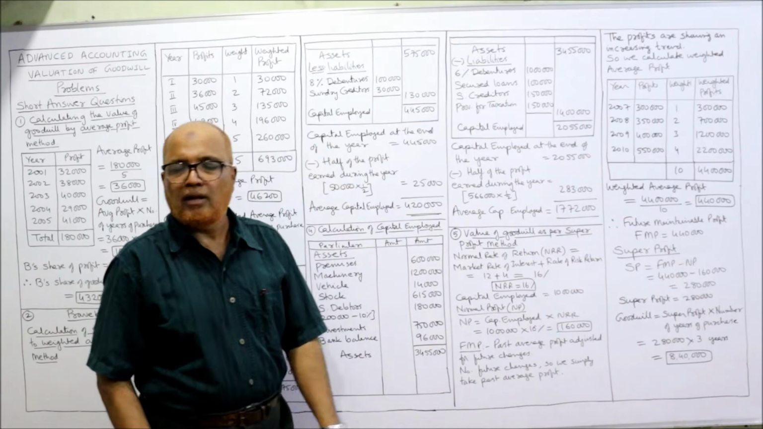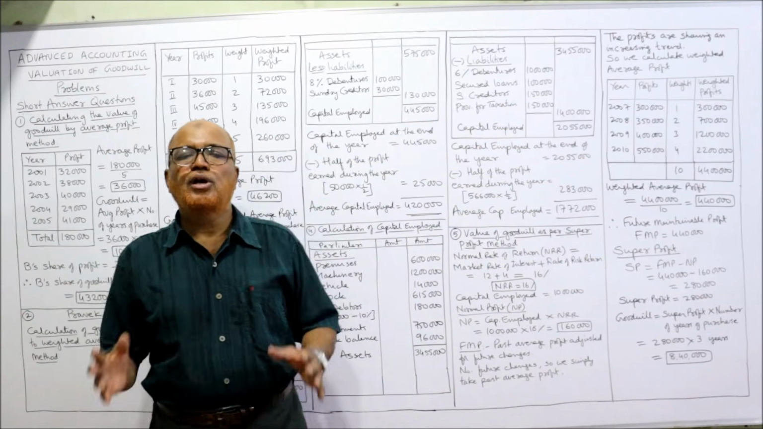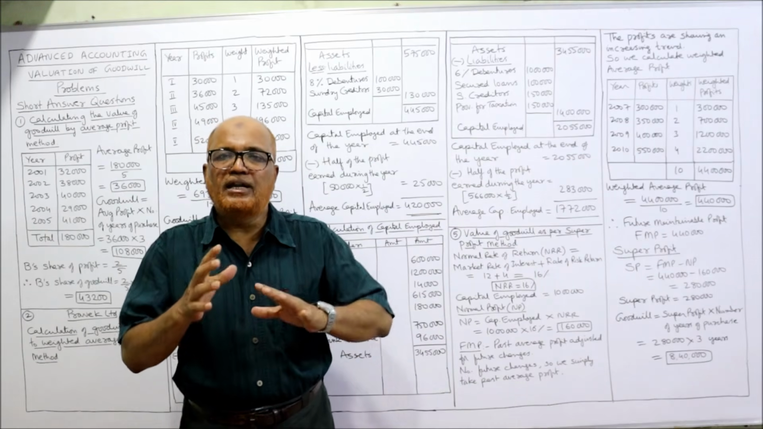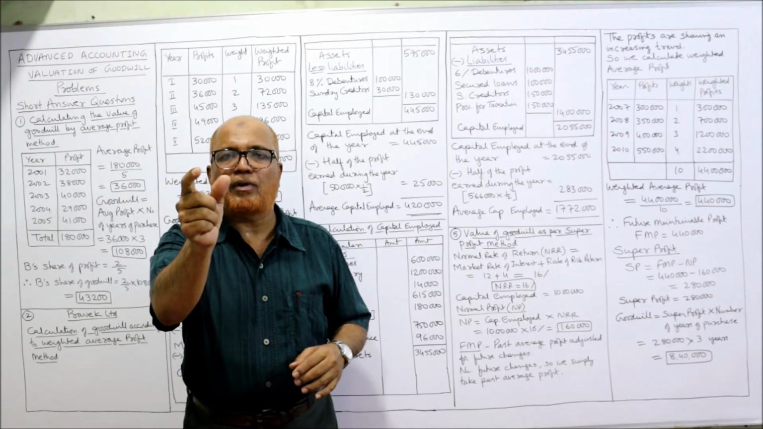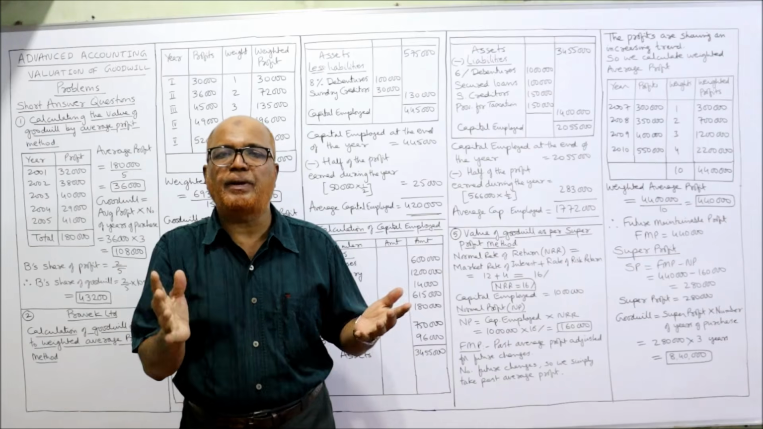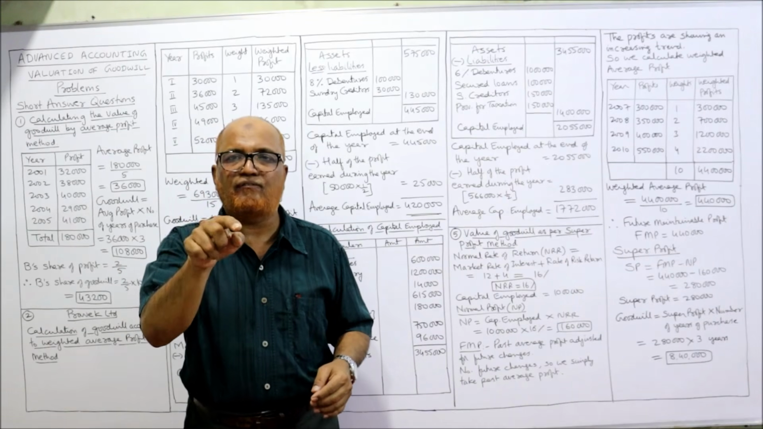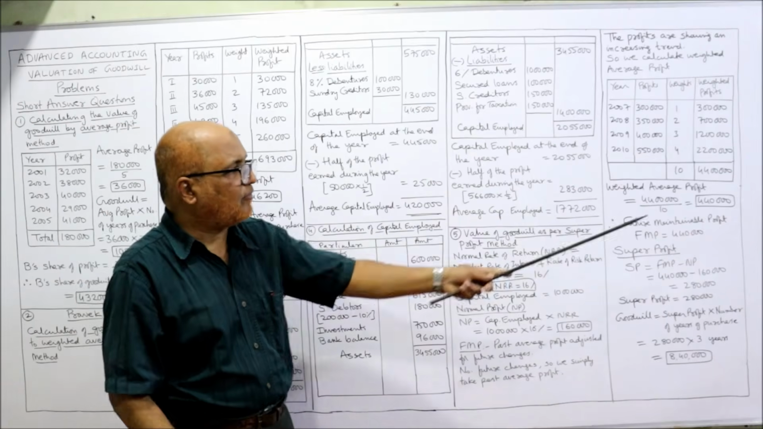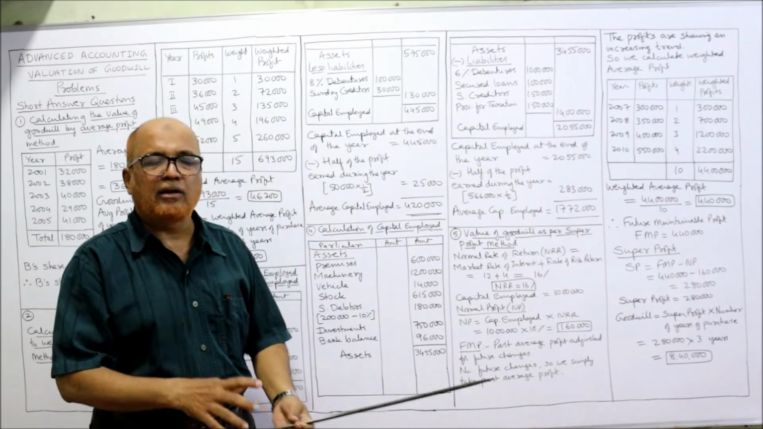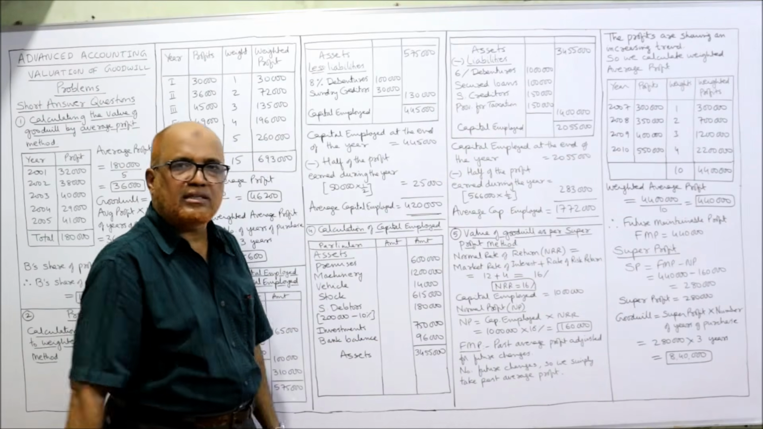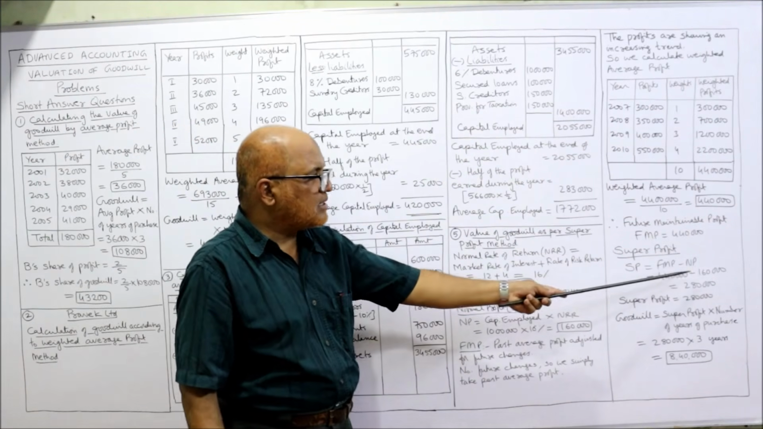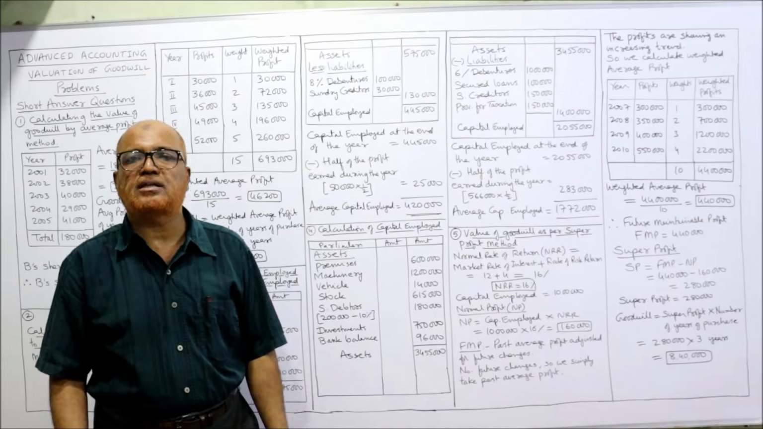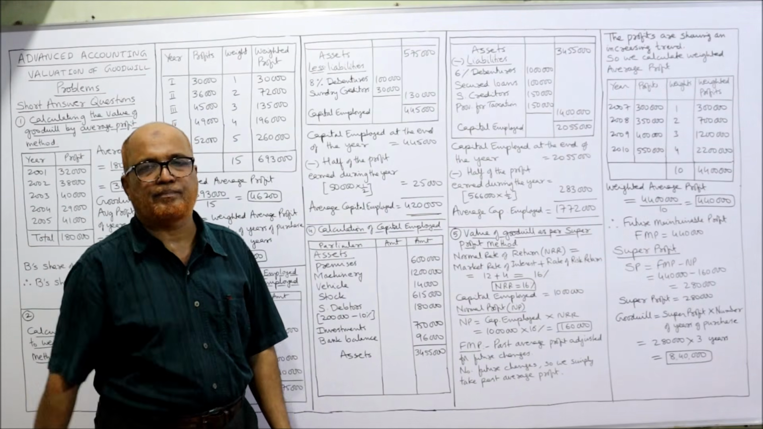Now super profit. Super profit means the difference between the future maintainable profit and the normal profit. Simply SP is equal to FMP minus NP. So FMP we got 4,40,000 and NP normal profit we got 1,60,000. So 440 minus 160 you will get 2,80,000 is called the super profit.